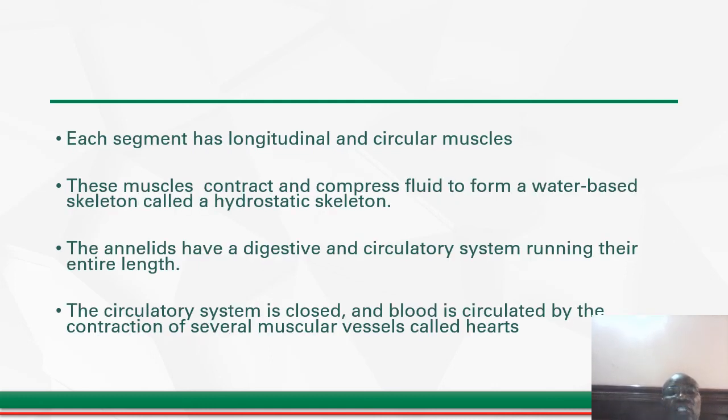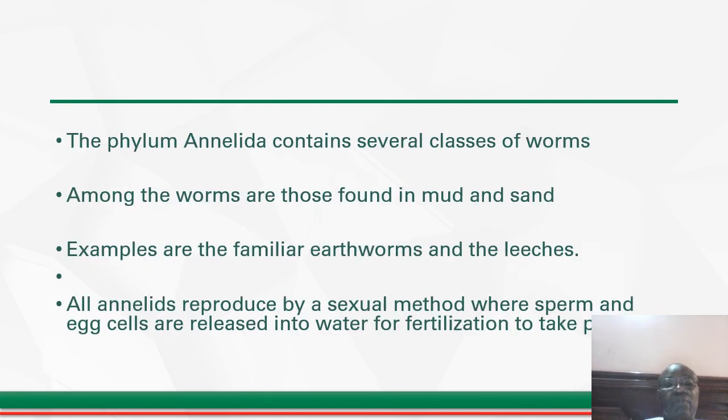Each segment has longitudinal and circular muscles, and these muscles contract and compress fluid to form a water-based skeleton called a hydrostatic skeleton. These annelids have a digestive and circulatory system running the entire length of the body. The circulatory system is closed, and blood is circulated by the contraction of several muscular vessels called hearts. The phylum Annelida contains several classes of worms. Among the worms are those found in mud and sand. Examples are the familiar earthworm, which we have mentioned before, and the leeches.